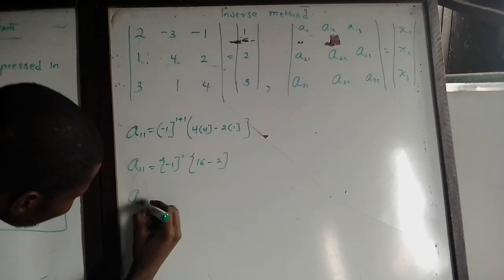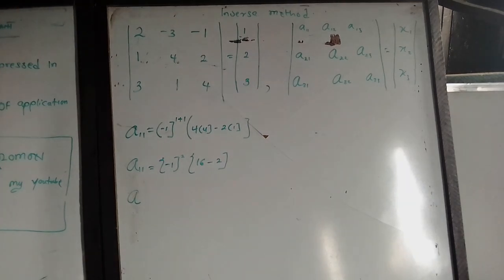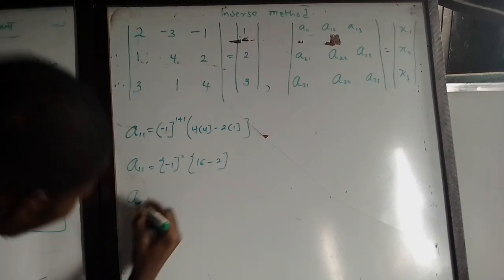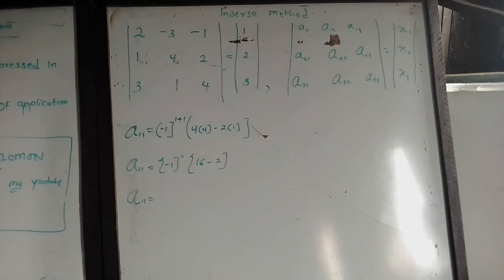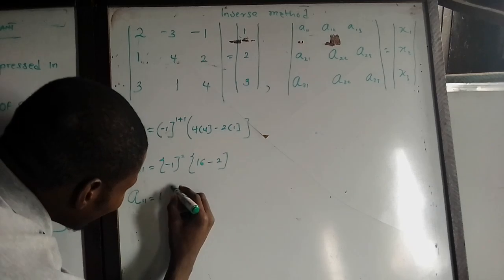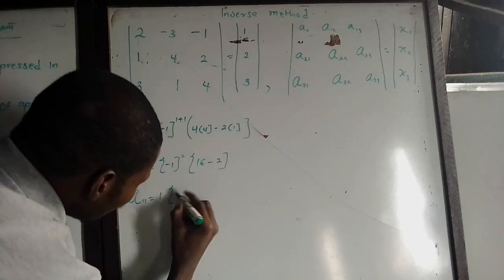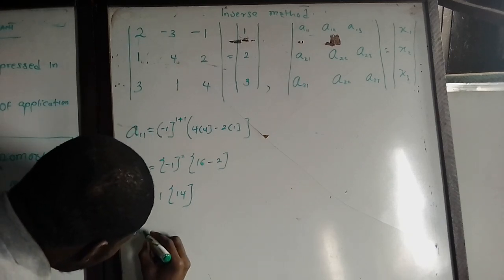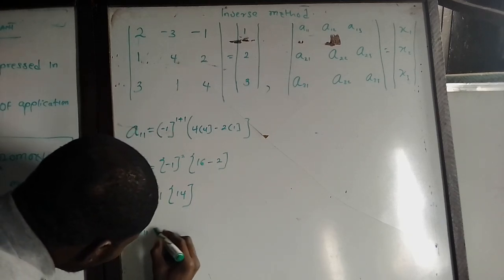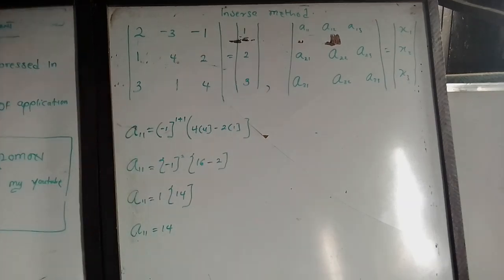So our A11 is going to be what? Minus 1 raised to power 2 is going to give us 1. So 16 minus 2 is what? 14. So we are going to have A11 equals 14. A11 equals what? 14. So let's continue.